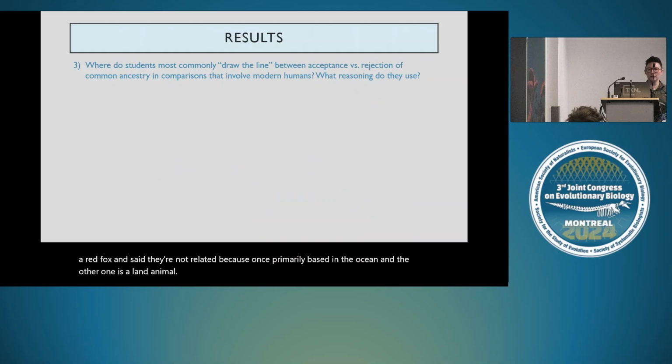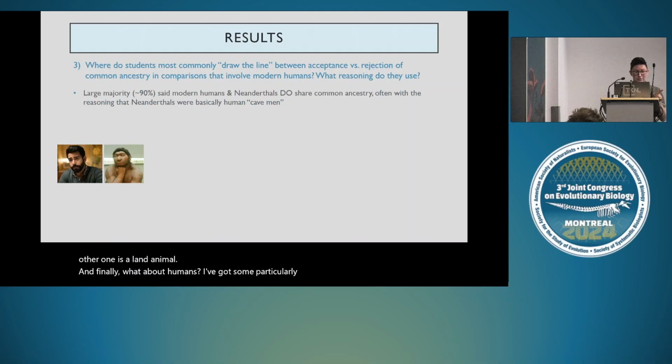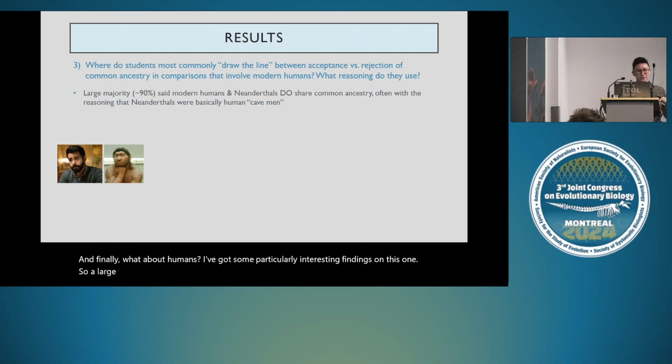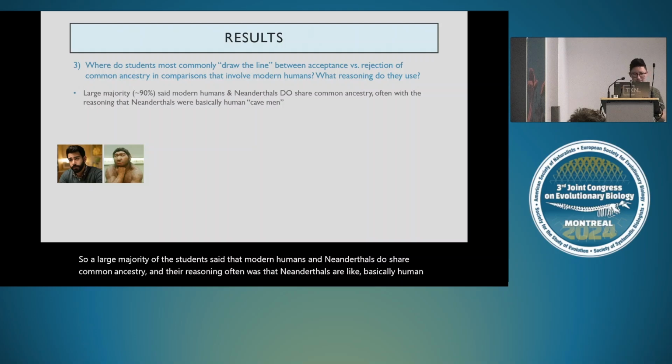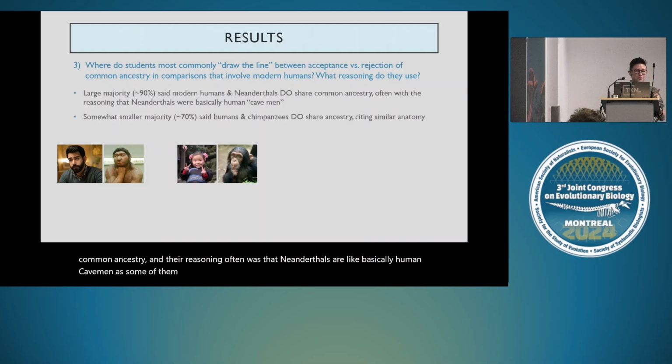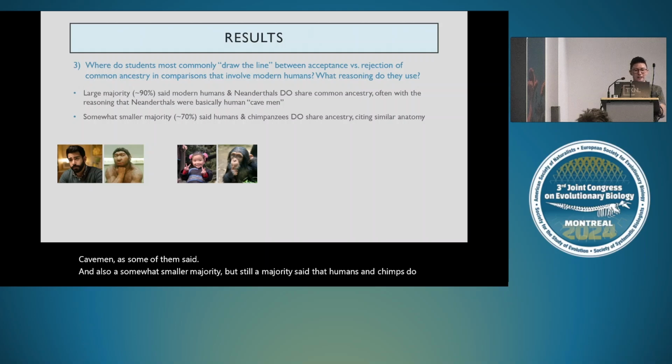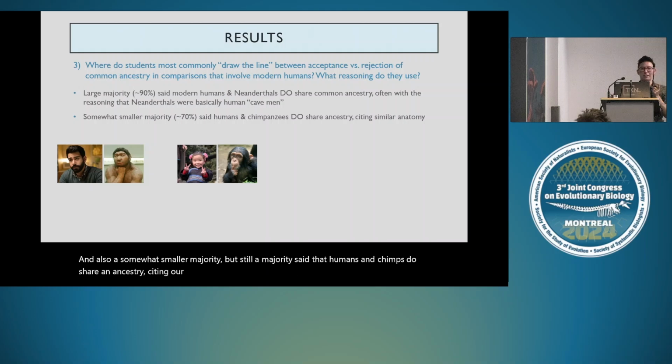And finally, what about humans? I've got some particularly interesting findings on this one. A large majority of the students said that modern humans and Neanderthals do share common ancestry, and their reasoning often was that Neanderthals are basically human cavemen, as some of them said. Also, a somewhat smaller majority, but still a majority, said that humans and chimps do share an ancestry, citing our similar anatomy, and mind you, most of these students were religious.